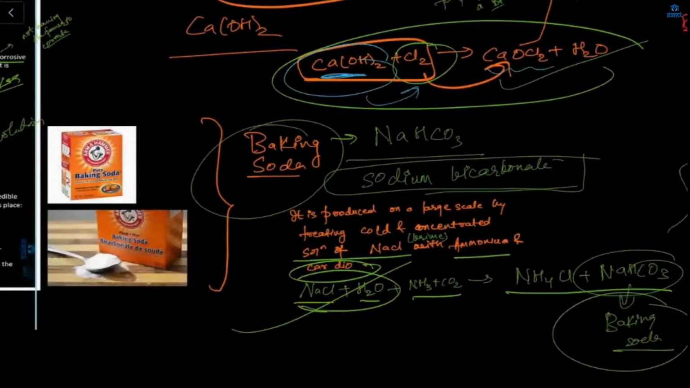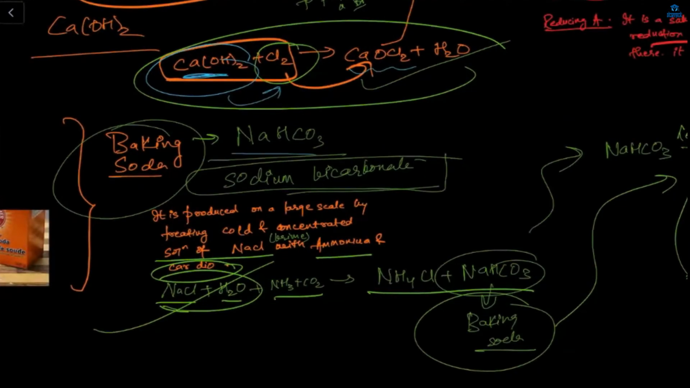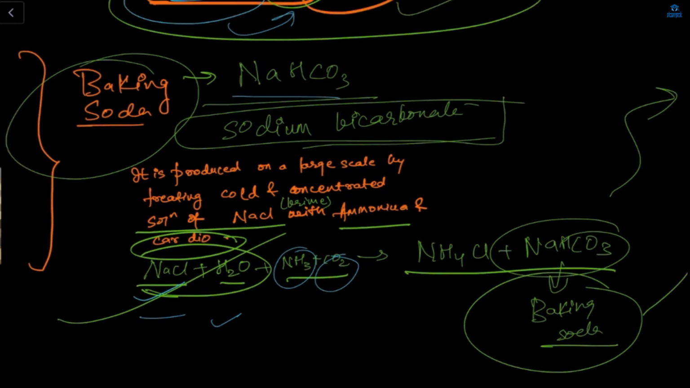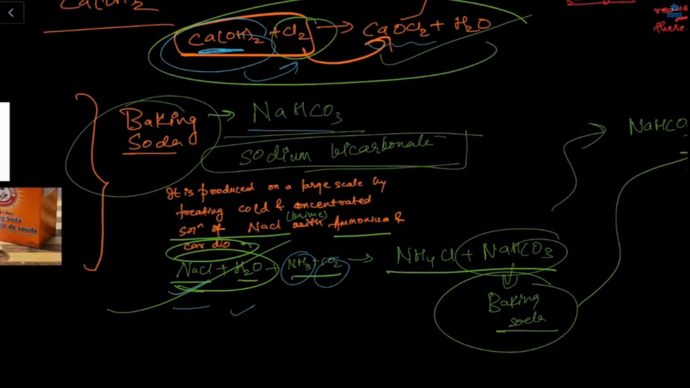And what about this baking soda? Formula is this one, and how is this produced? It is produced on a large scale by treating a cold and concentrated solution of NaCl. This is my NaCl. It means a brine solution. Brine solution mainly consists of two things, right? Salt and water. So this NaCl is my salt, H2O is my water. This one is ammonia, this is carbon dioxide. It's producing NH4Cl and NaHCO3, right? And NaHCO3 is nothing but my baking soda.